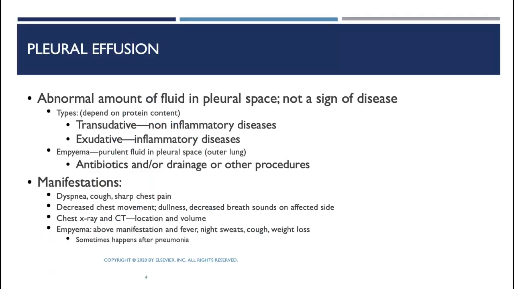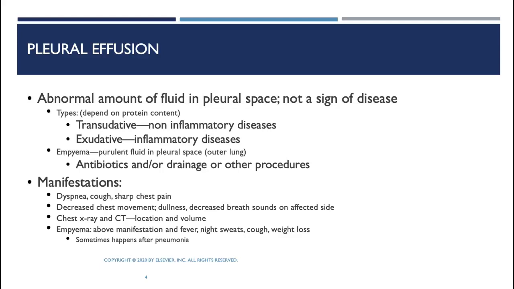So a pleural effusion is an abnormal amount of fluid in the pleural space. Normal amount of fluid in that pleural space is only 10 to 20 milliliters, so less than an ounce. It is not a sign of disease specifically. It tells us that there's something else going on.